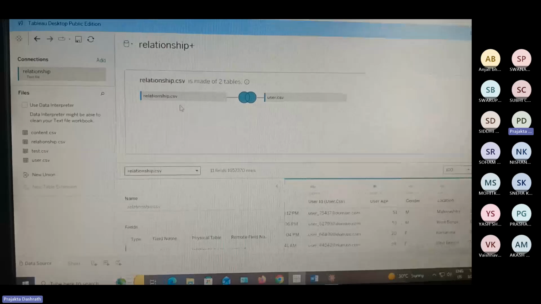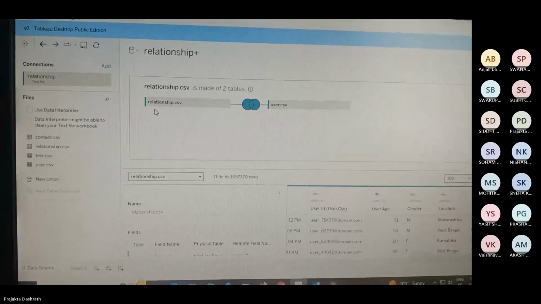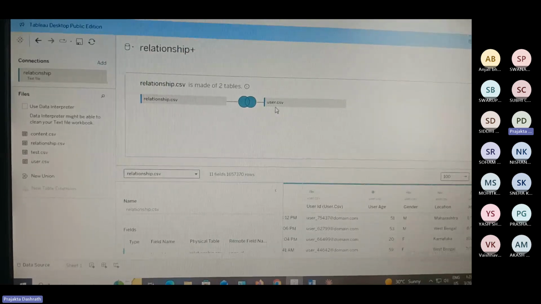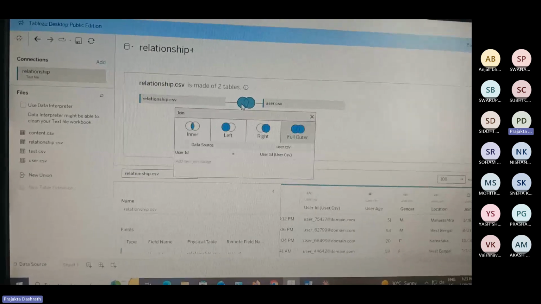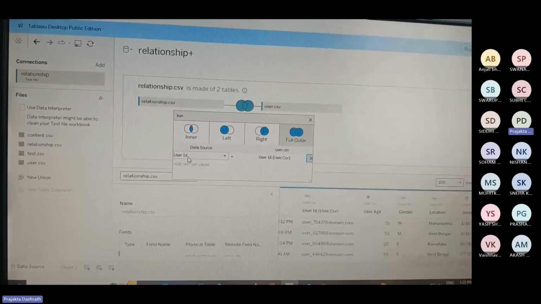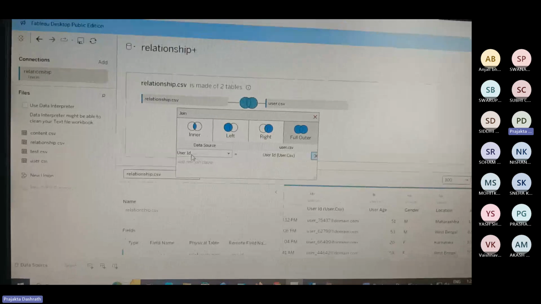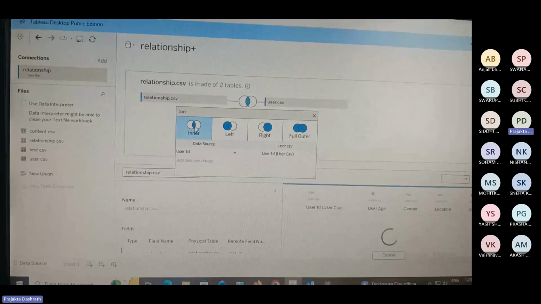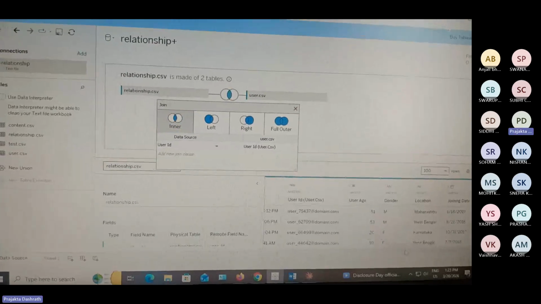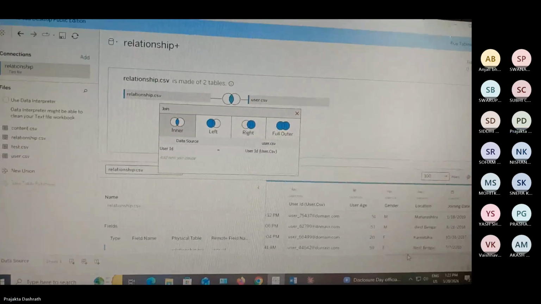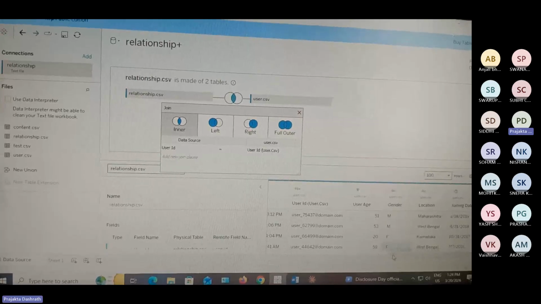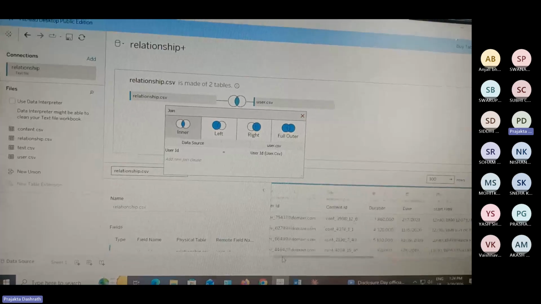I will repeat. There is a table named relationship and another table I joined is user table. Okay, so many joins can be possible and the common column is user ID in both the tables, right? Inner join. Let us try to figure out the result of inner join.